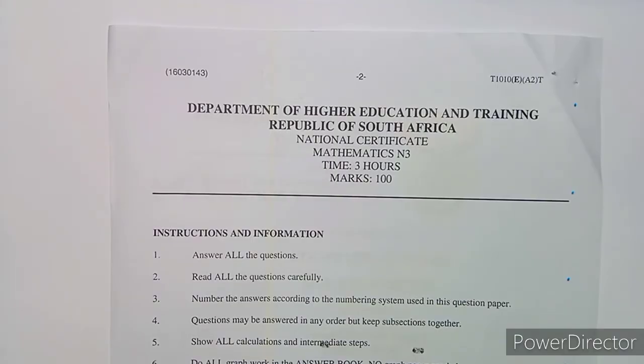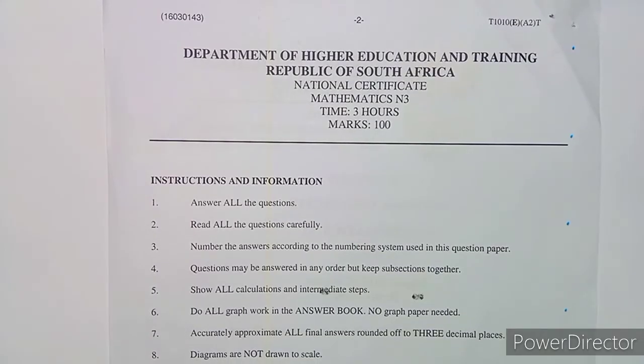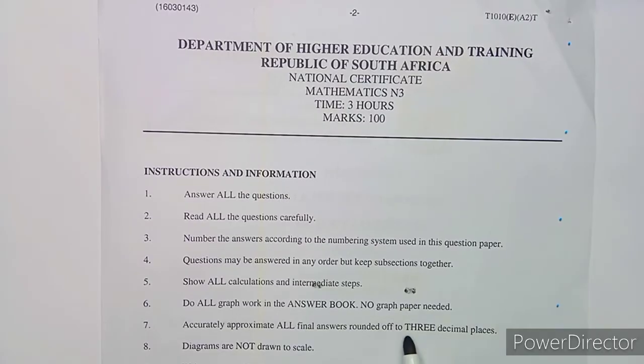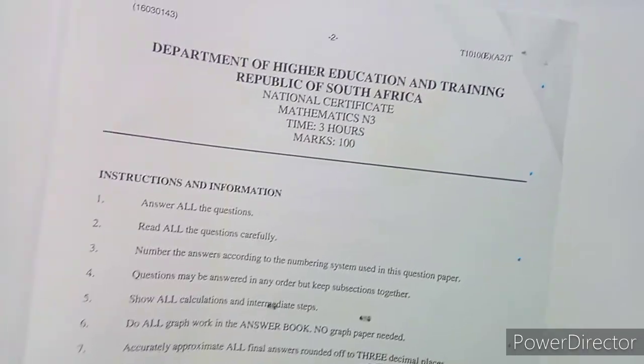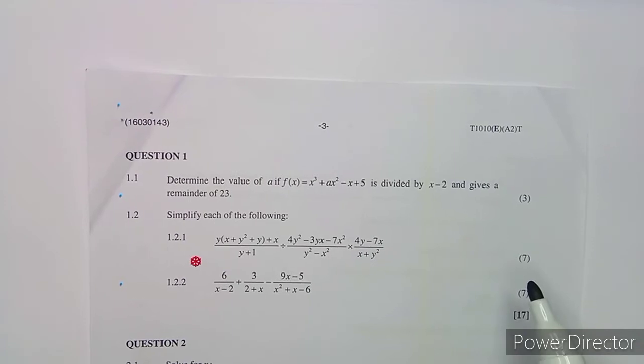So you know guys, the instructions and information that you're supposed to have. Mostly I want us to consider this issue of the degree of accuracy to 3 decimal places, and also guys, you must show clear working. All right, clear working.